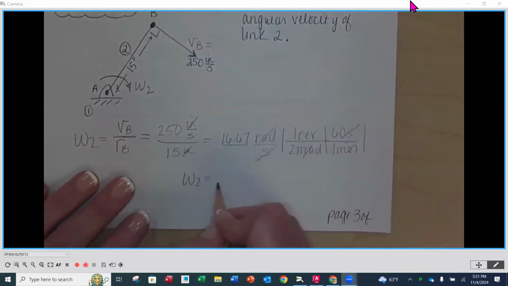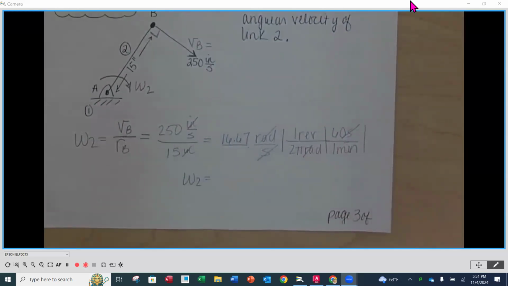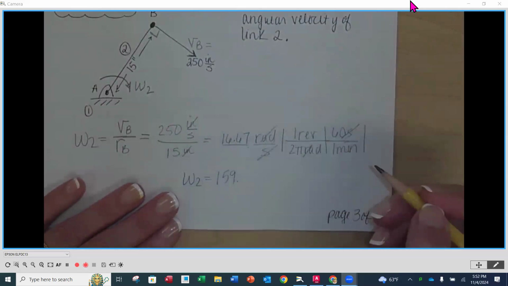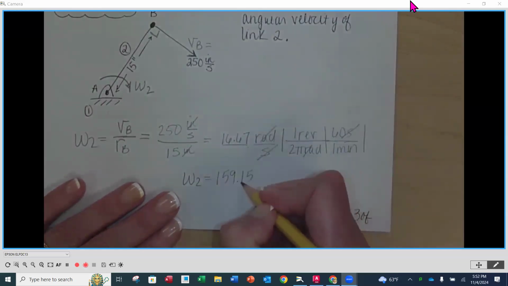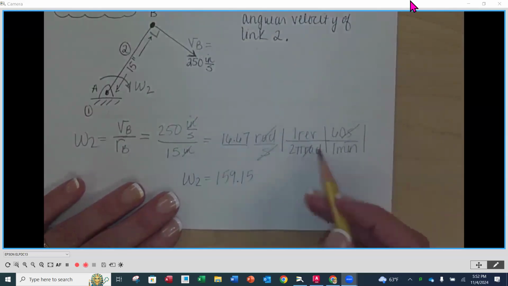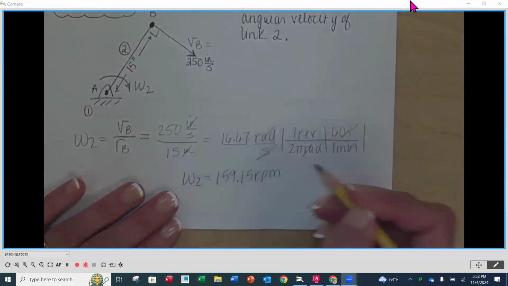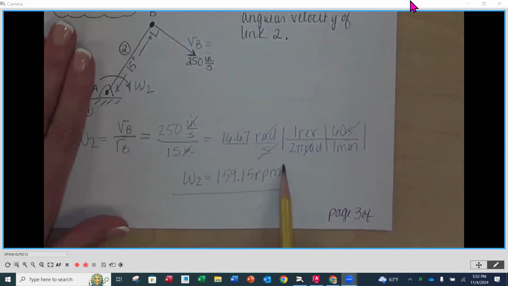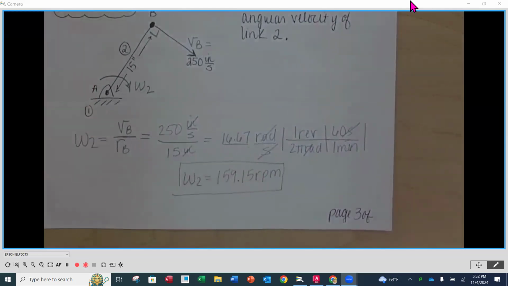And our W2 final answer, what do we get? Did you say 259? 159. 159 point what? 15. Okay. And you can write this as RPMs. You don't have to write revolutions on top, minutes on the bottom. Thank you, Jack. And then box around our final answer.